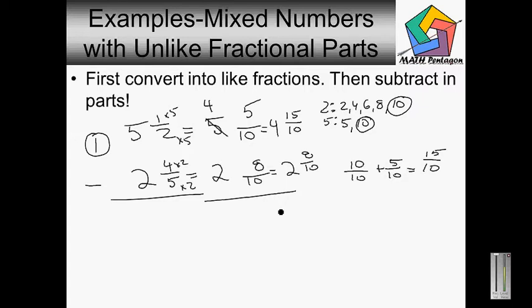So 4 minus 2 is 2. 15 minus 8 is 7. And the denominators are the same, 10. So it's 2 and 7/10 as our final answer.